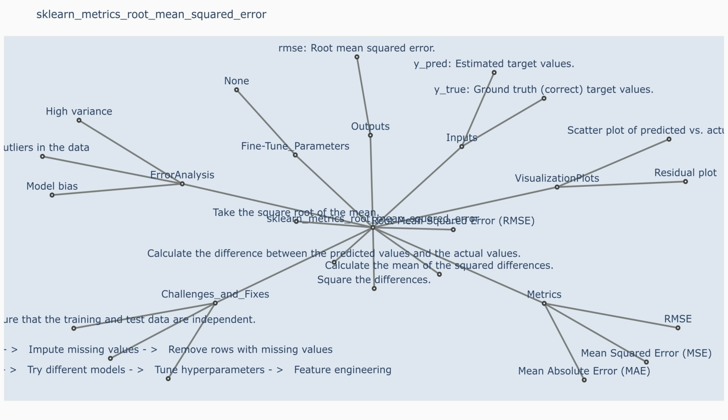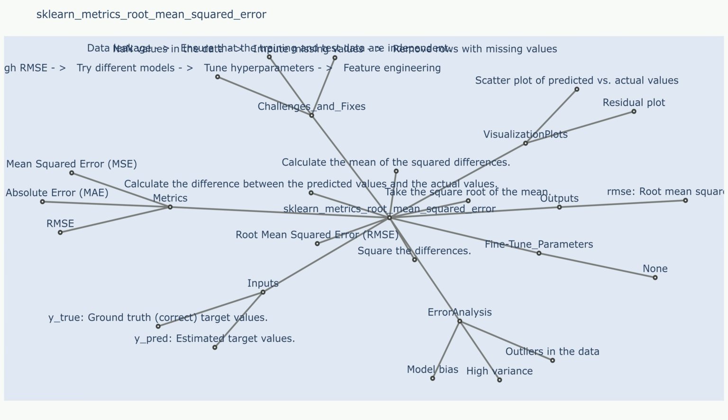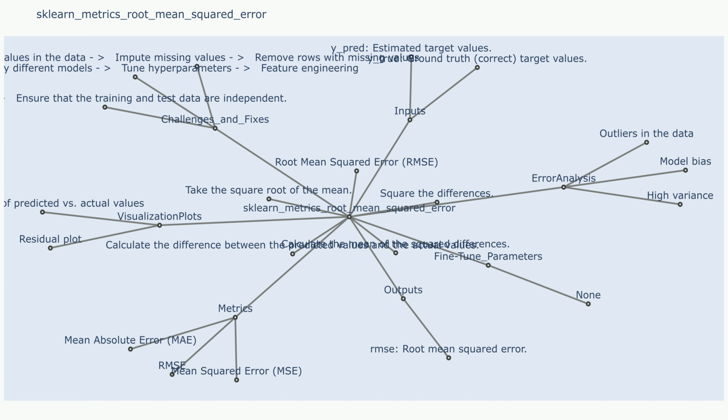sklearn.metrics root mean squared error. Description: the root mean squared error (RMSE) is a frequently used regression error metric that measures the average magnitude of the errors in a set of predictions. It is the square root of the mean squared error (MSE).